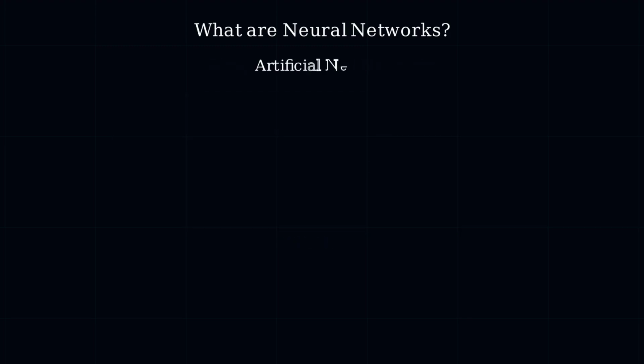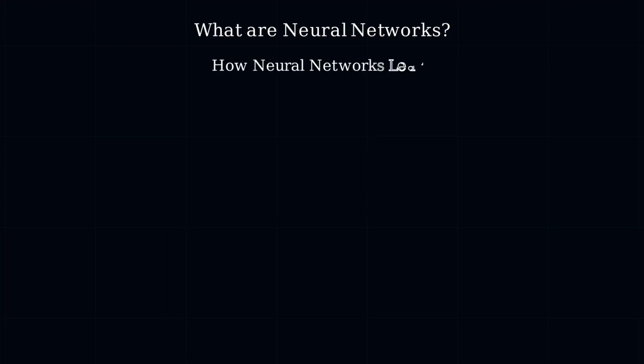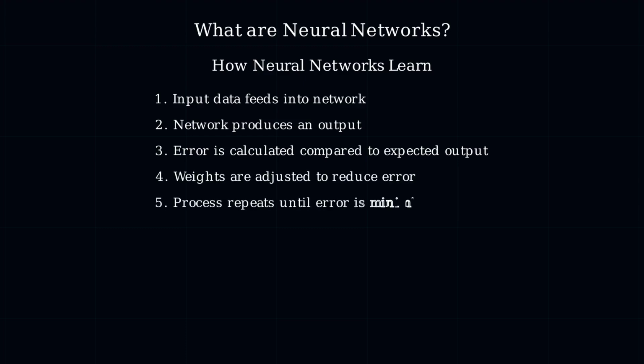Each artificial neuron receives inputs, multiplies them by weights, and processes them through an activation function to produce an output. The connections between neurons have weights that determine the strength of the signal passed between them. Neural networks learn through a training process where data is fed into the network and the weights are adjusted to minimize the difference between the predicted output and the actual output.